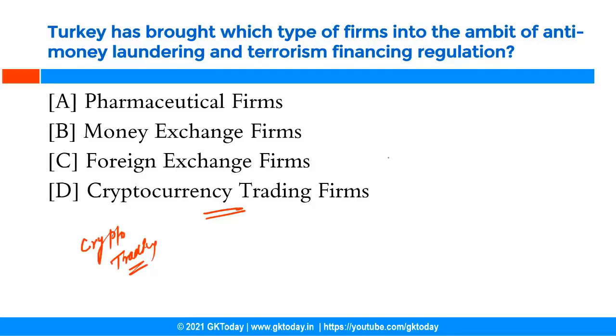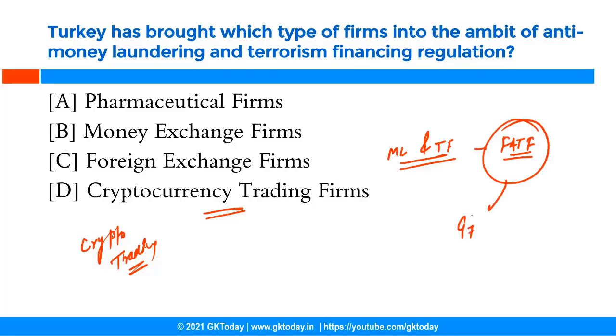Now, in the context of money laundering and terror financing, we have one institution. It is FATF, that is Financial Action Task Force. It is an initiative of G7 group and the headquarters of FATF is in OECD Secretariat. It is in Paris in France.